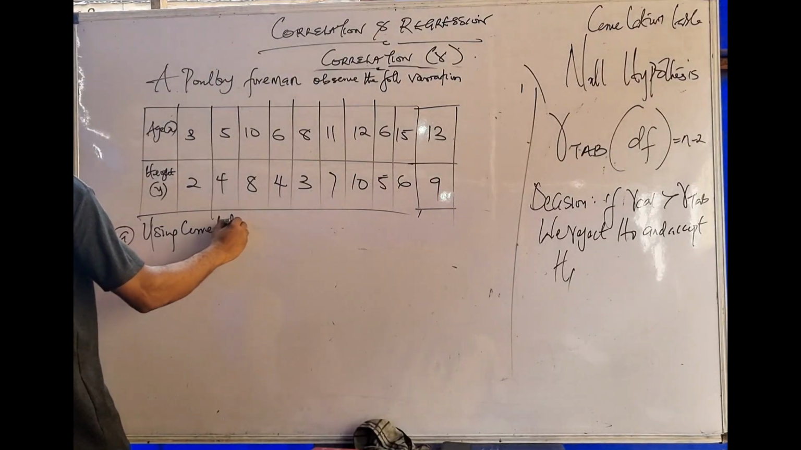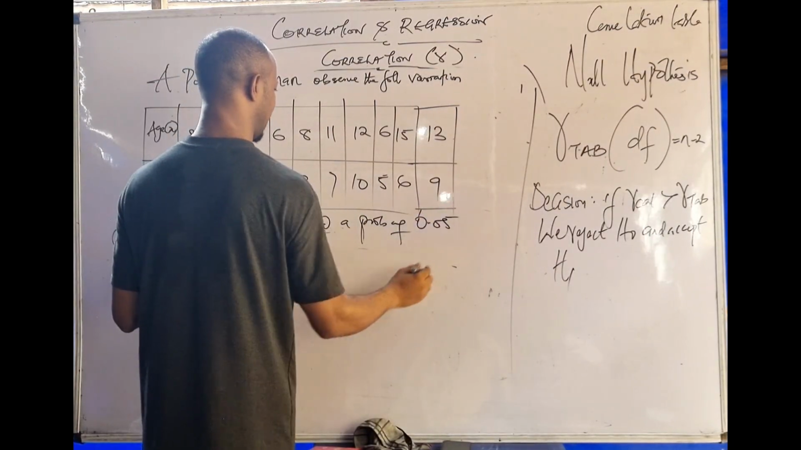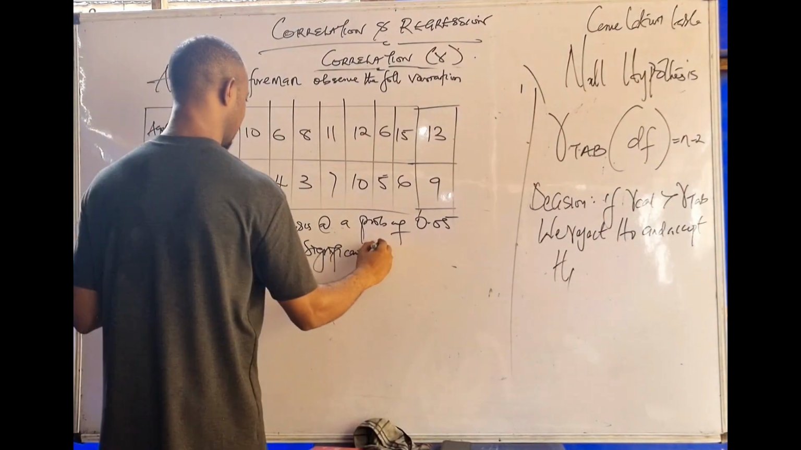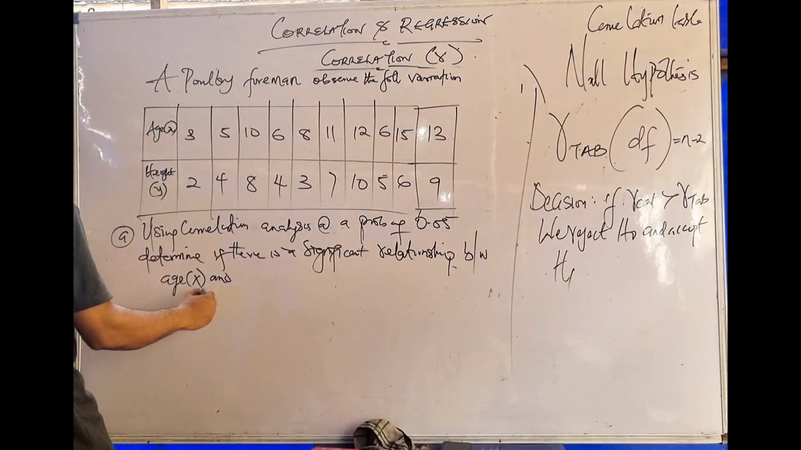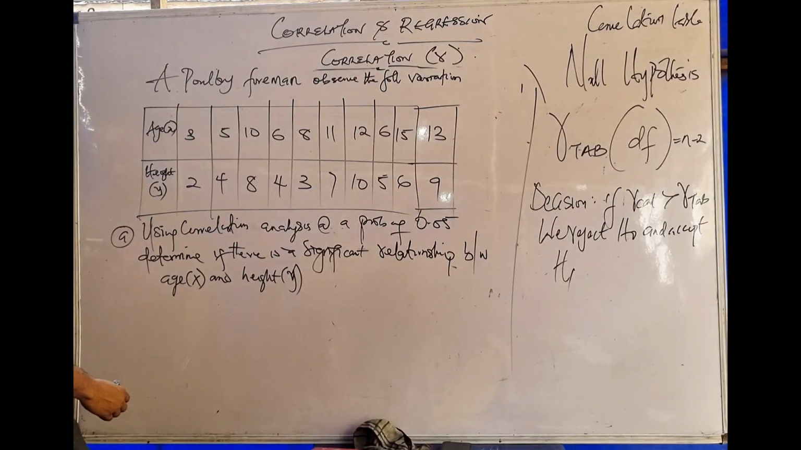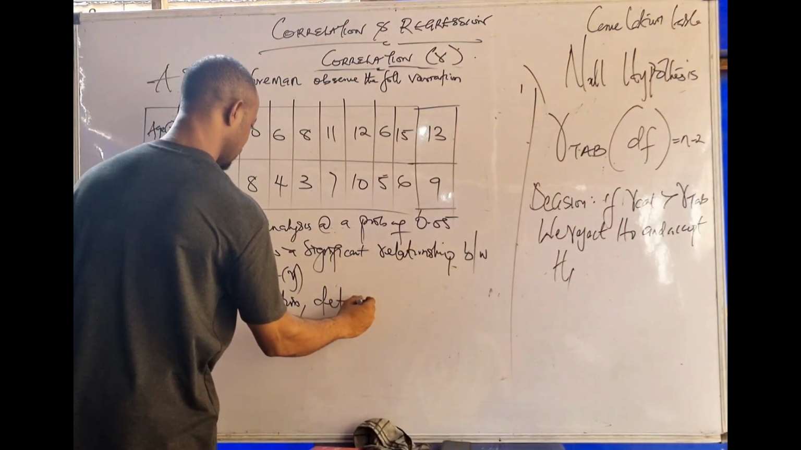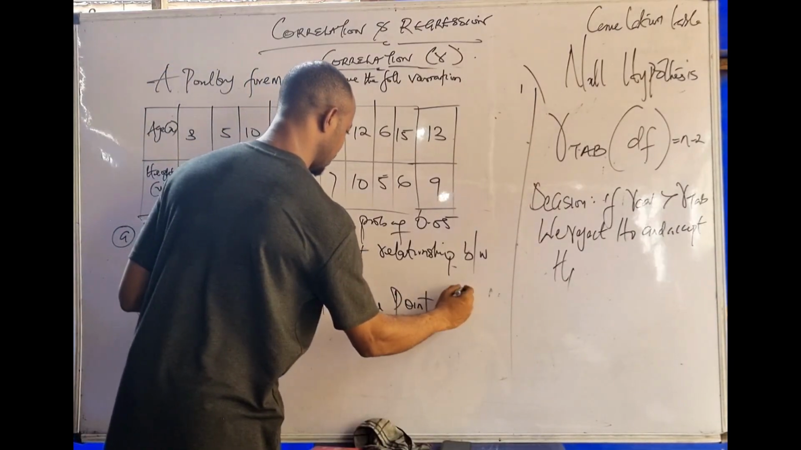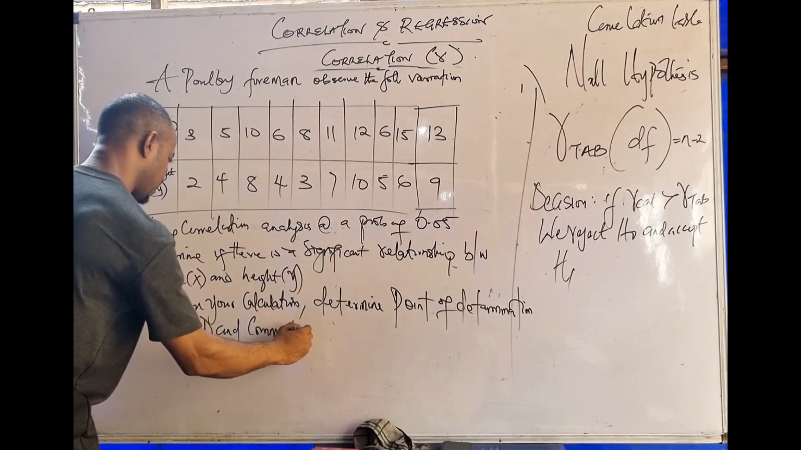Using correlation analysis at a probability of 0.05, determine if there is a significant relationship between age, which is X, and height, which is Y. From your calculation, determine the point of determination, which is PD, and comment on it.